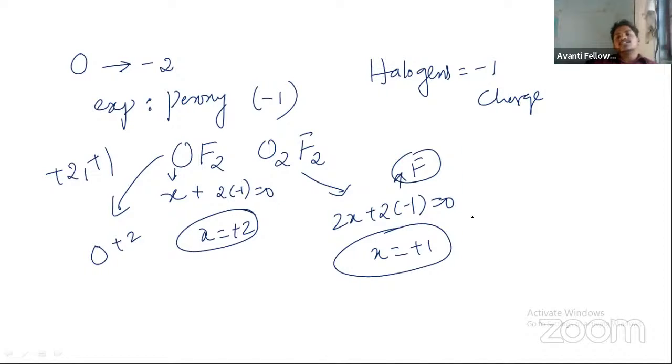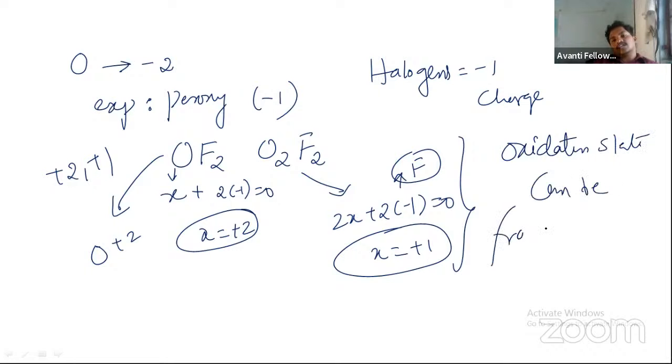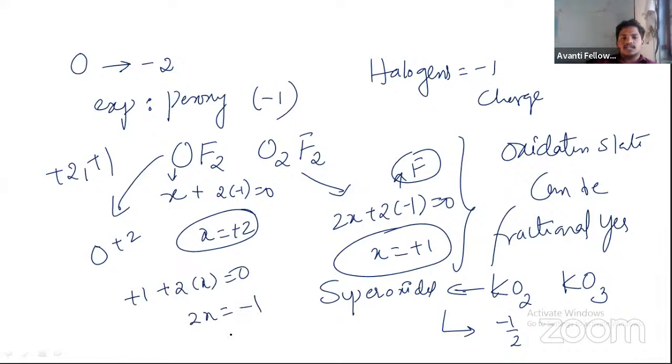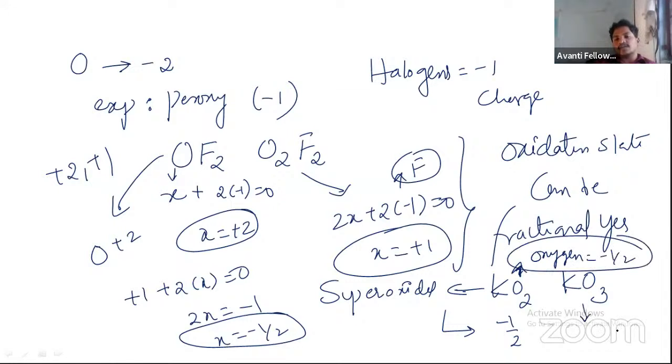Sir, can the oxidation state be fractional? Yes, it can. If you see KO2 or KO3, these are called superoxides. Their oxidation state is fractional. Taking K as +1, +1 plus 2 into x equal to 0, then 2x equals -1, then x equals -1/2. And for KO3 it will be -1/3. Yes, oxidation state can be fractional.